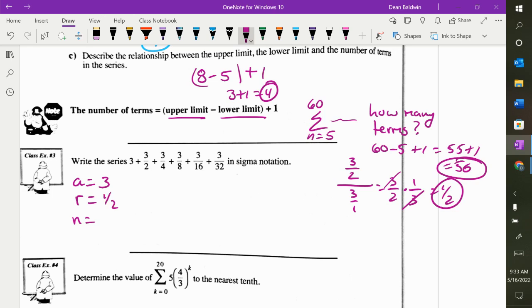N, how many terms? That's what I'm asking. How many terms are there? There's 6. You can count them: 1, 2, 3, 4, 5, 6.